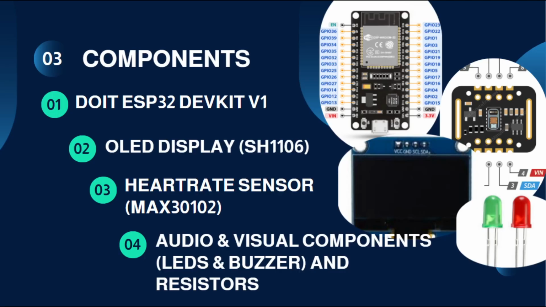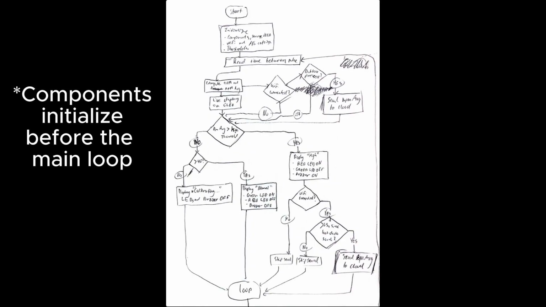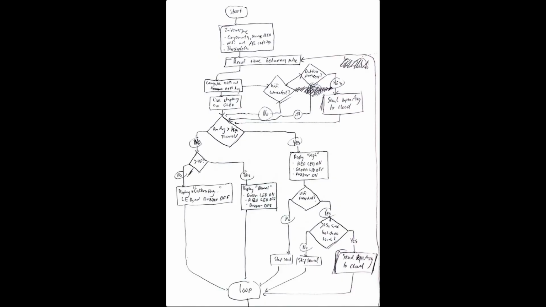And here are our actual components. I just took it from our PowerPoint. So here we have the first part of the loop, where the code initializes the MAX30102 sensor and lets it measure BPM and average BPM. After that, it checks the Wi-Fi connection and then displays all that info onto the OLED display.